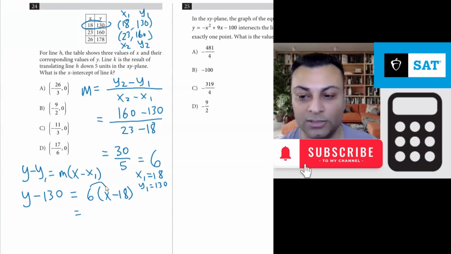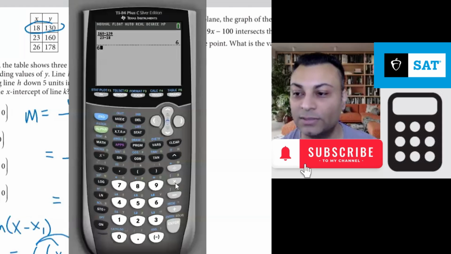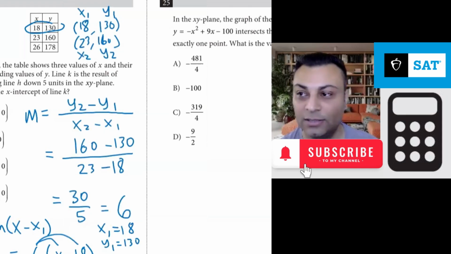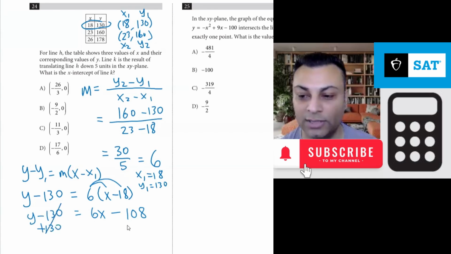You can distribute this. You can get 6x minus 6 times 18. Let's grab a calculator for that. So we have this over here. 6 times 18, which is 108. So 108. This is y minus 130. We're going to add 130 here. And add 130 to this. So we have y equals 6x.